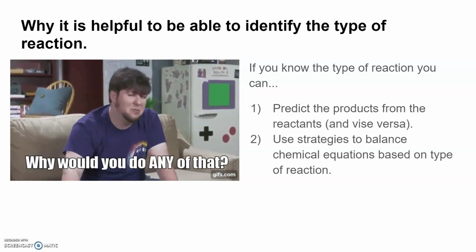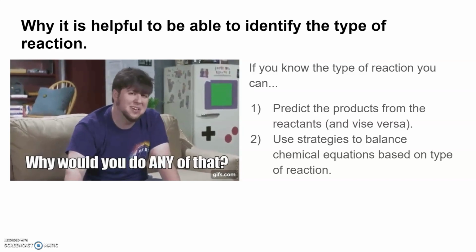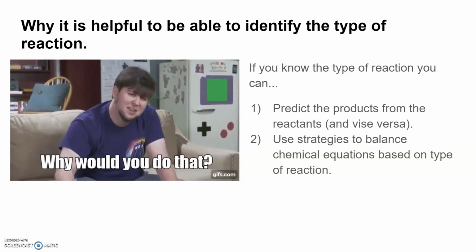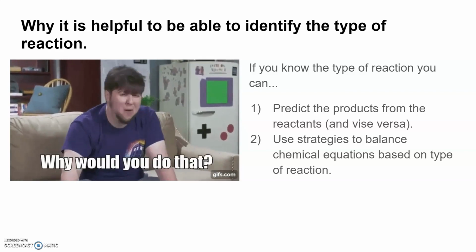And we're learning about these basic types of chemical reactions because by knowing the type of reaction, it allows you to predict the products from the reactants. And you can use certain strategies to balance chemical equations based on the type of reaction.